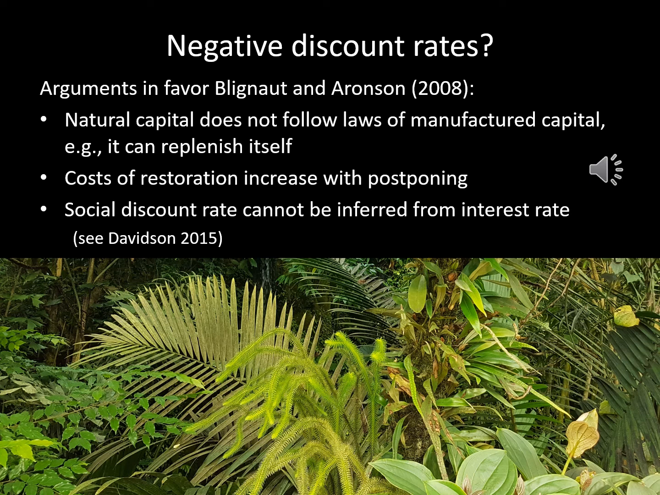They argue that natural capital does not behave like manufactured capital in the sense that ecosystems in healthy states maintain or replenish themselves, and their value is likely to increase over time, at least on par with population growth. Moreover, they argue that the cost of restoration increases when postponed. Finally, while not really an argument in favor of a negative discount rate, Davidson cautions that the social discount rate cannot be inferred from private behavior underlying interest rates.